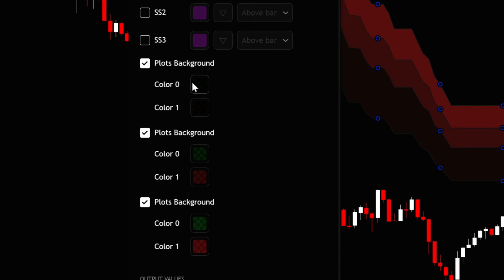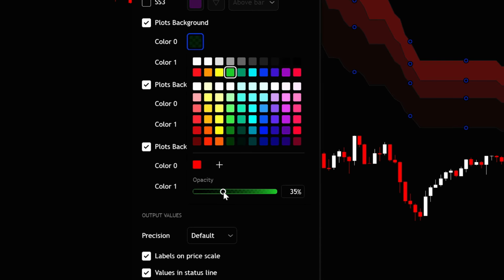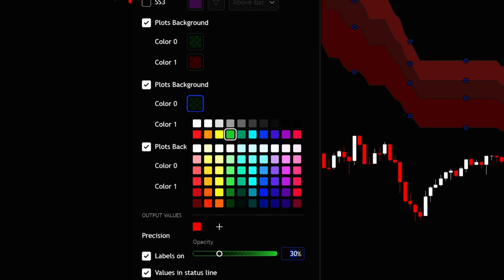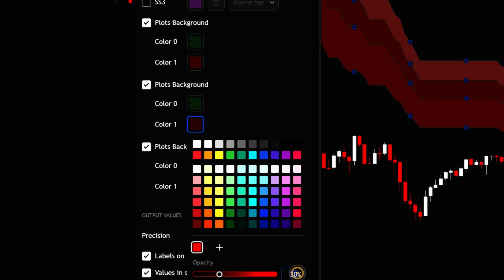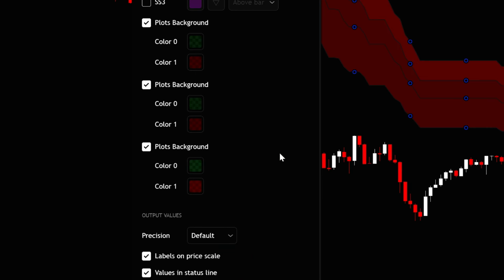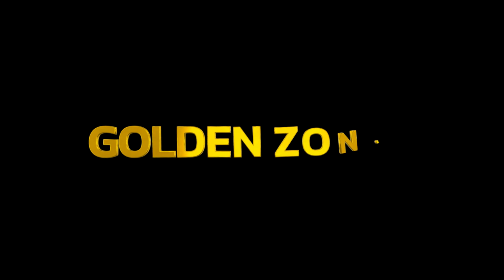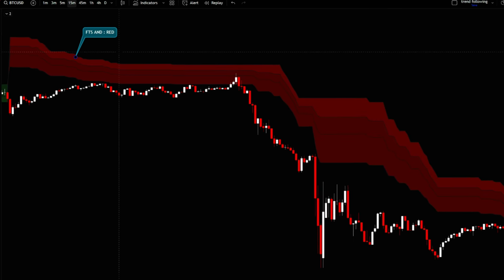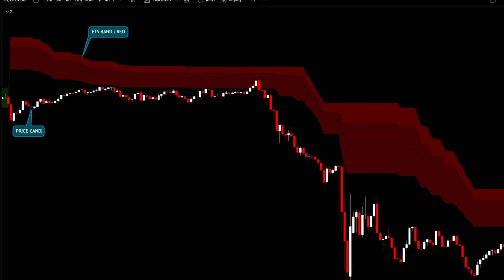Once that's done, the next section is where everything begins to line up on the chart, and trust me, what happens there is something most traders completely overlook, and it will make a huge difference when we tie it together with the VWAP breakout. And here's what I call the golden zones. When the FTS band is red and price is below it, we're in a downtrend.